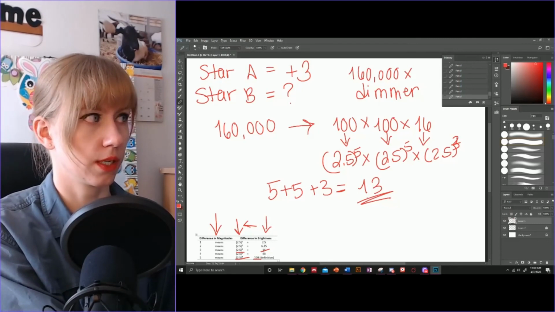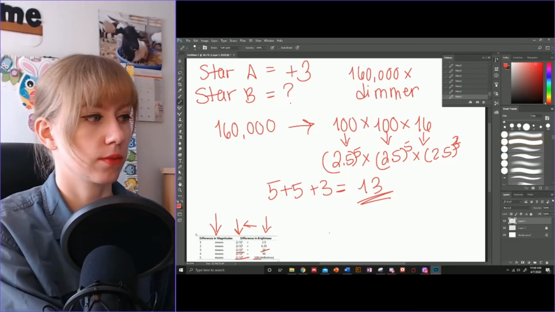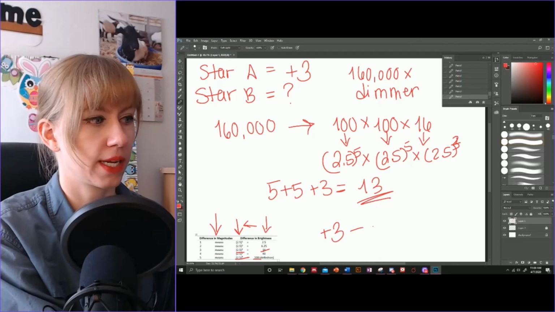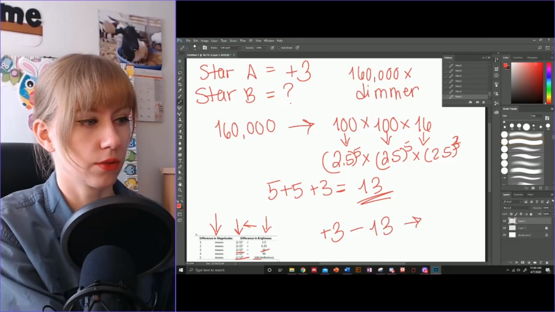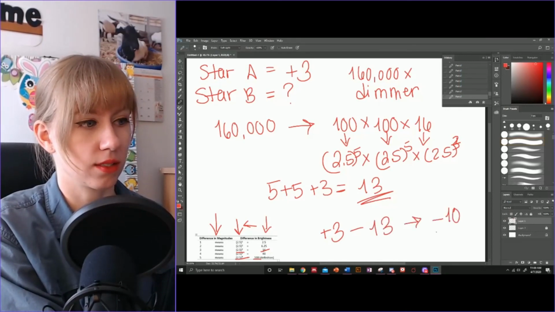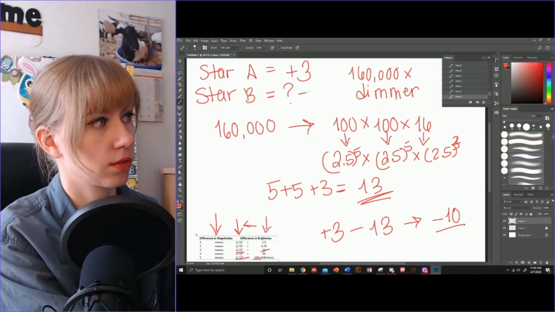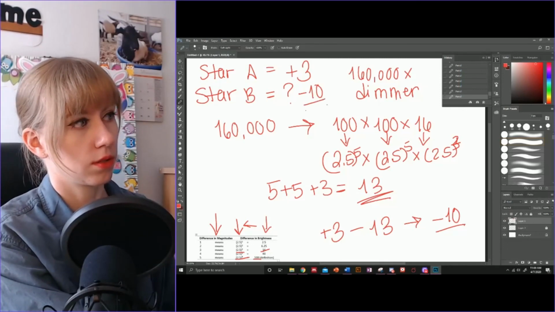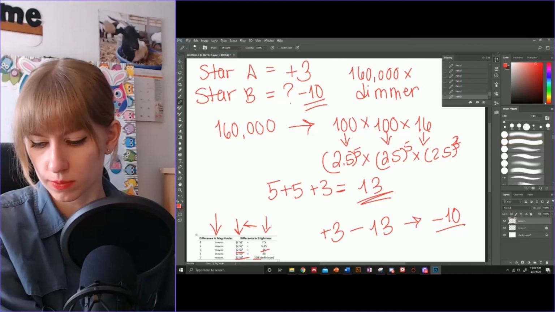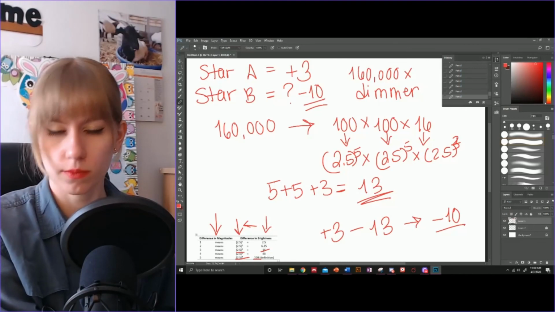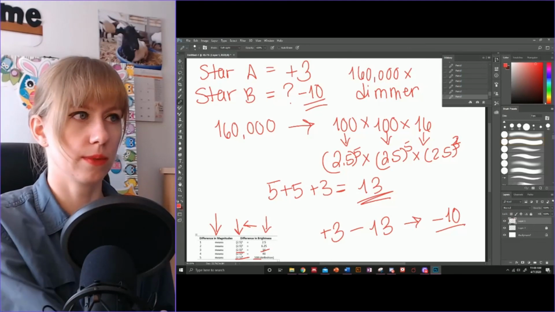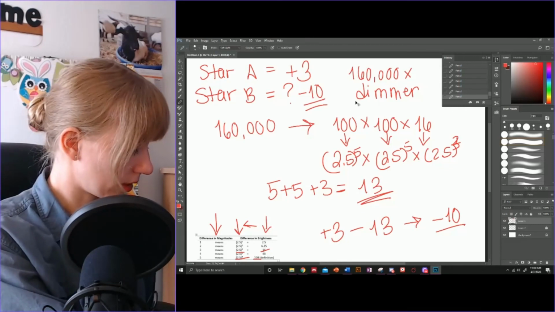13. And again, A is dimmer, so we have to do +3 minus 13. That's going to give us a -10. That's a very, very bright star, if we were to think about it in those terms. Does this make sense to everybody, I hope? Alright.